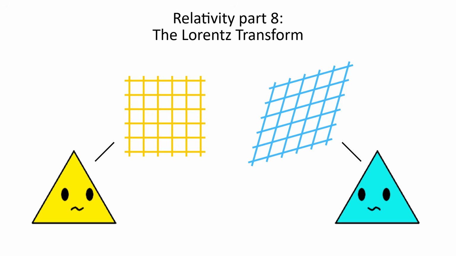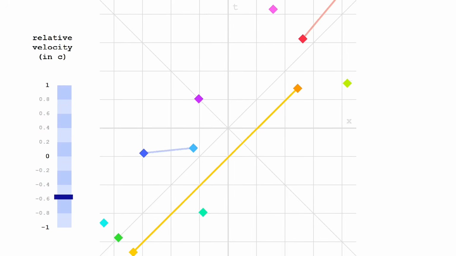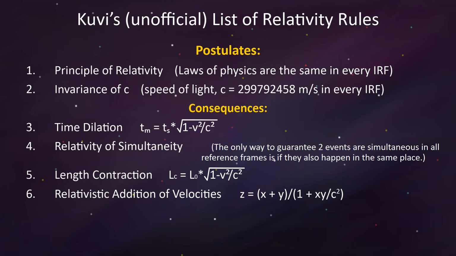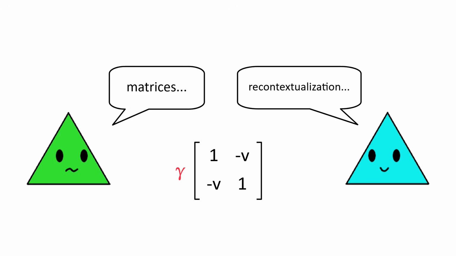The Lorentz transform is arguably the most fundamental concept in all of special relativity. It's used on position over time graphs to switch between reference frames, and it can single-handedly account for all the relativistic effects that I've covered so far. In this episode, we will derive a formal definition of the transformation, then examine its properties, and see how it recontextualizes all of special relativity.